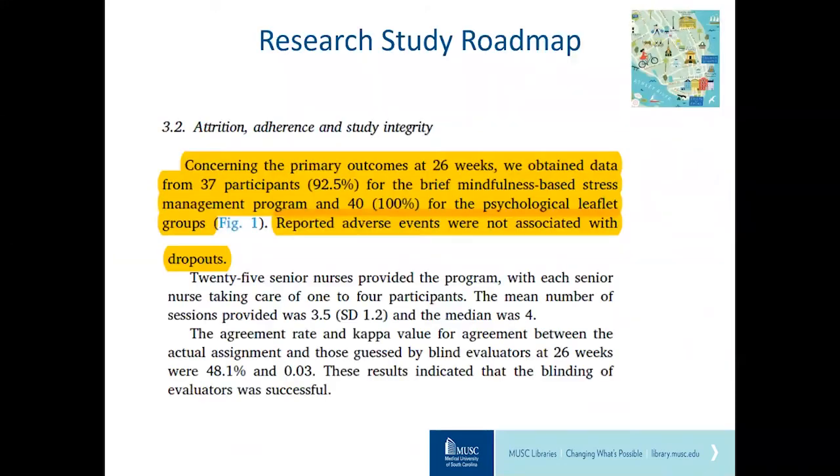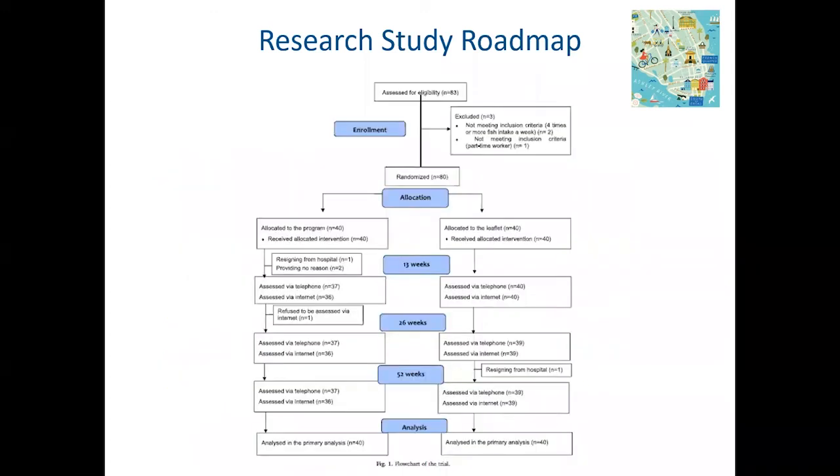So now we're on to looking at a different section of the research roadmap, the results section. The results section provides the needed information to answer this question. So they state that 92.5% of the intervention and 100% of the control groups completed the 26-week assessment. And if we look at this flow chart, which is also in the results section, it's another landmark that can be used to answer this question.